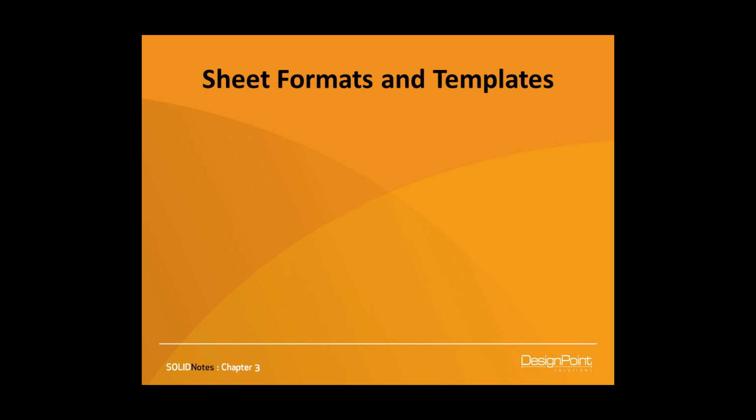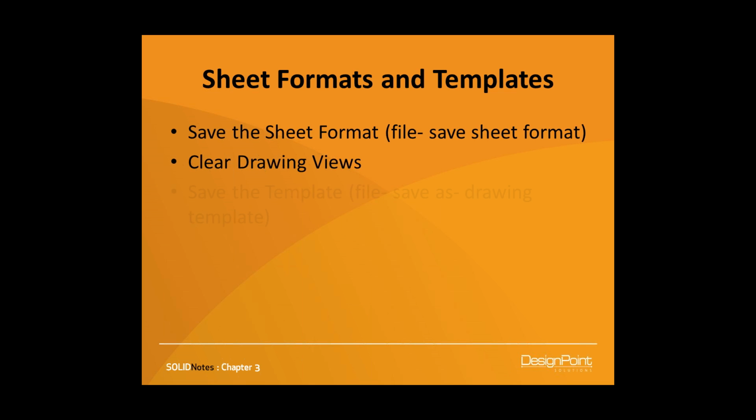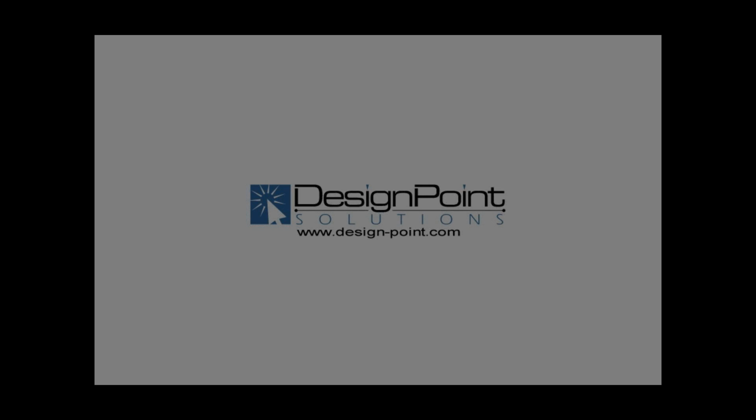All right, so let's take a minute and look at sheet formats and templates and the process that we want to go through once we have that title block set up. The first thing we're going to do once we set up our title block is save the sheet format, clear our drawing views, and save the template. And what I'm going to show you here, see if I can bring it up for you on the right screen here.